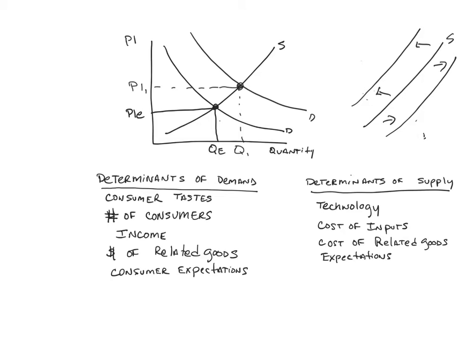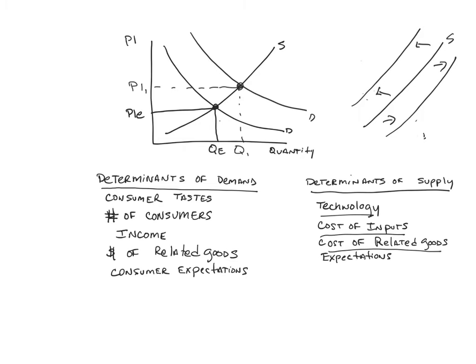The kinds of things that can affect it would be technology. With better technology, we'd supply more. If we don't change our technology and everybody gets ahead of us, we'll supply less, or it begins to break down. Cost of inputs: if the price of labor goes up, we'll supply less and shift to the left. If the price of labor goes down, well, then we'll produce more because we can hire more people. If the price of, for example, oranges goes up, well, we'll supply less orange juice. If the price of oranges goes down, we'll supply more orange juice.